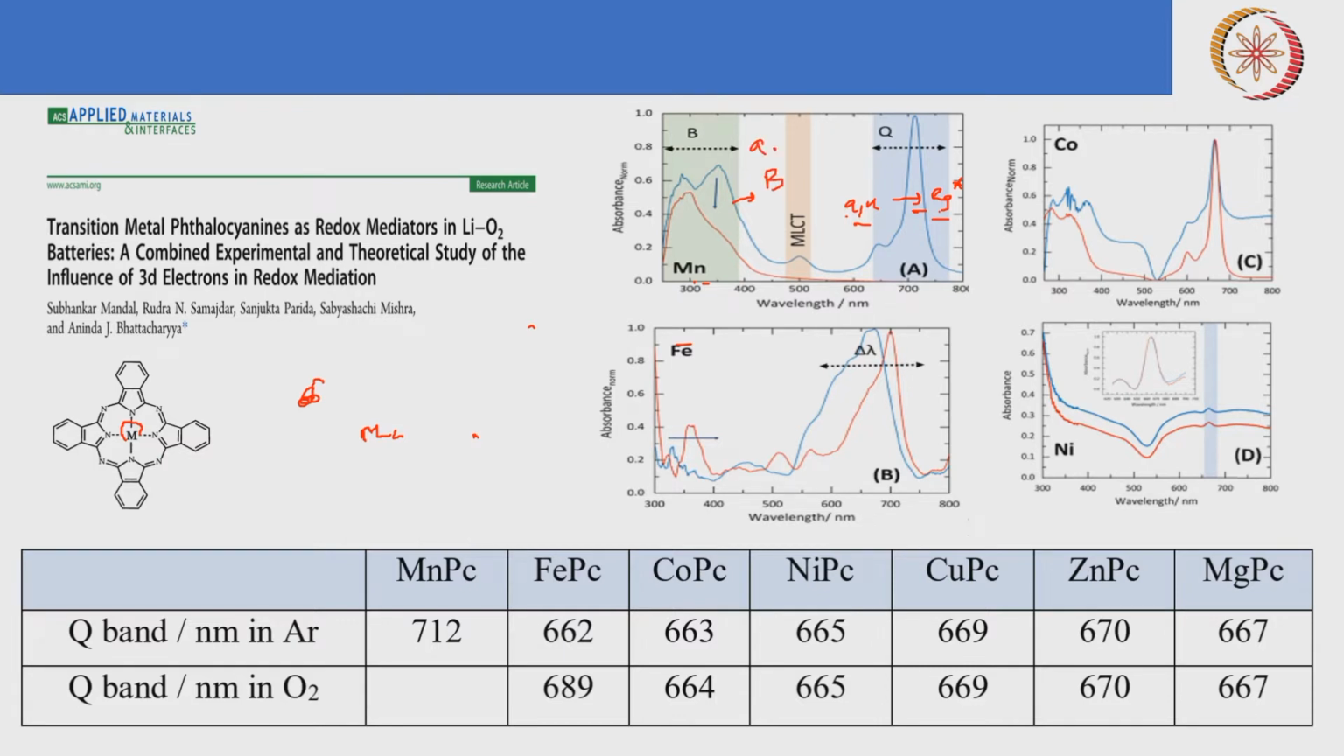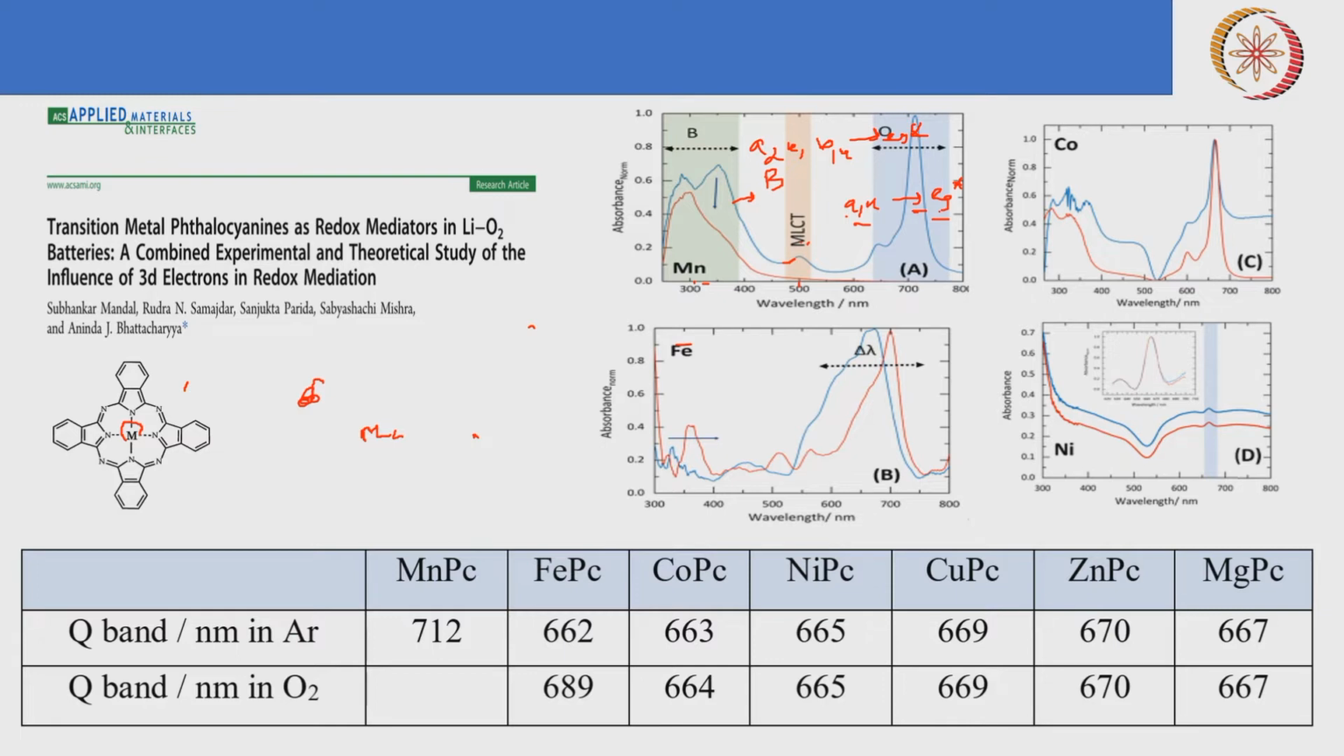And this spectrum is known as the B band, and this is due to the transition from A2u or B1u to the Eg star orbital. And here we also discuss the metal to ligand charge transfer. This is near 500, which is the metal to ligand charge transfer.